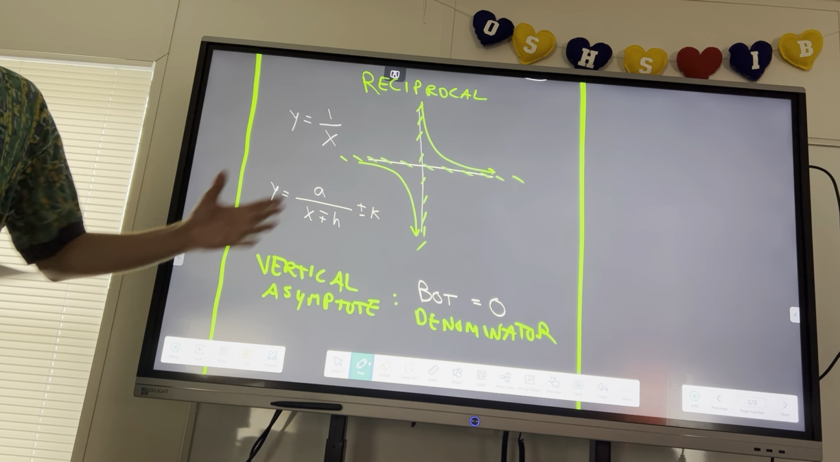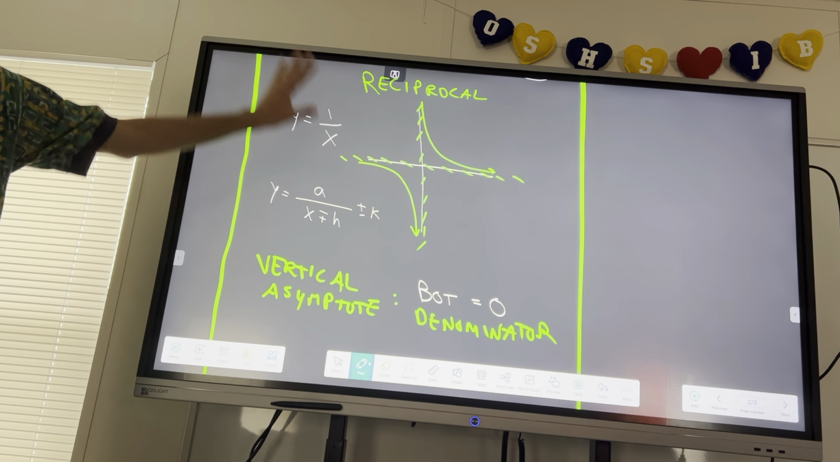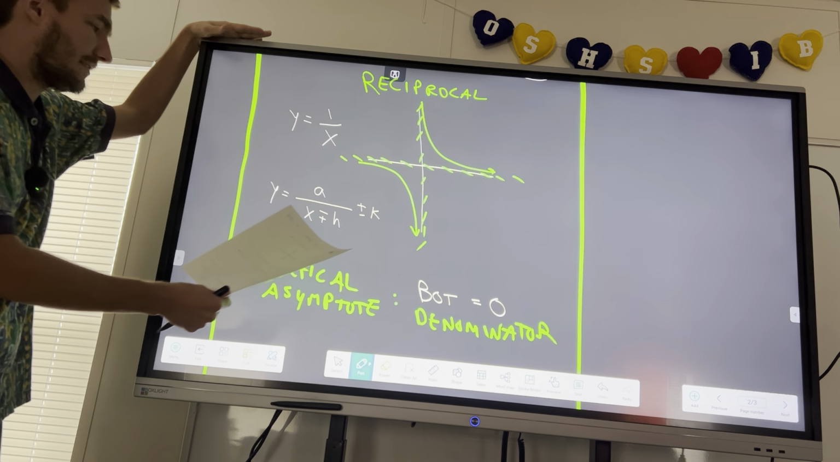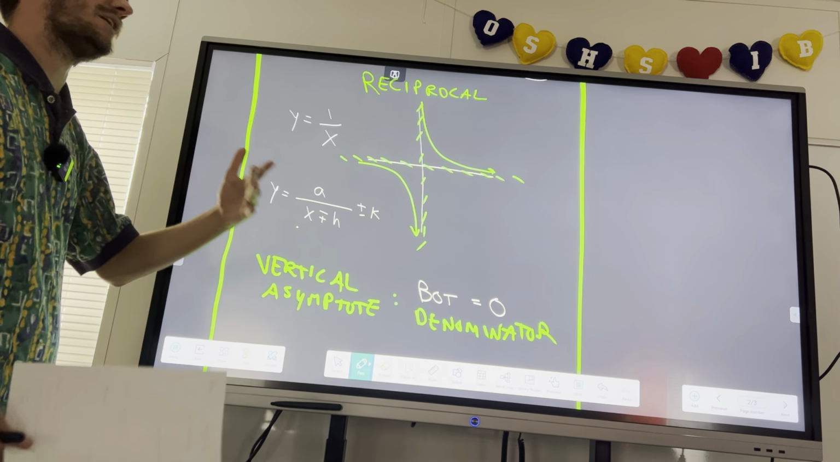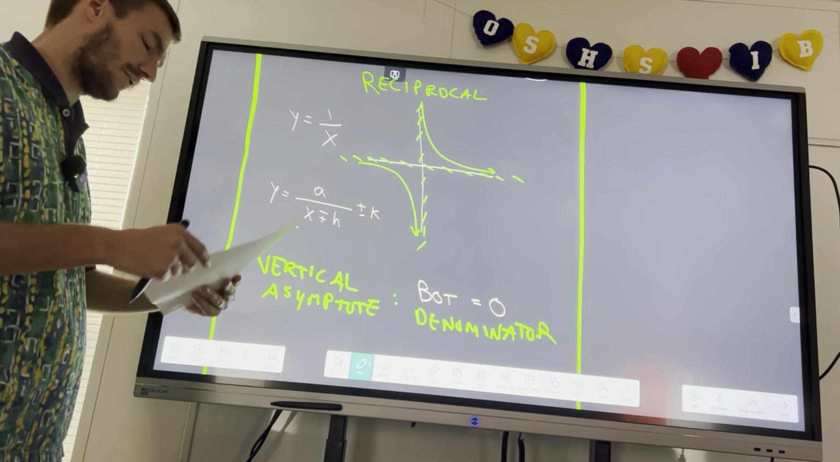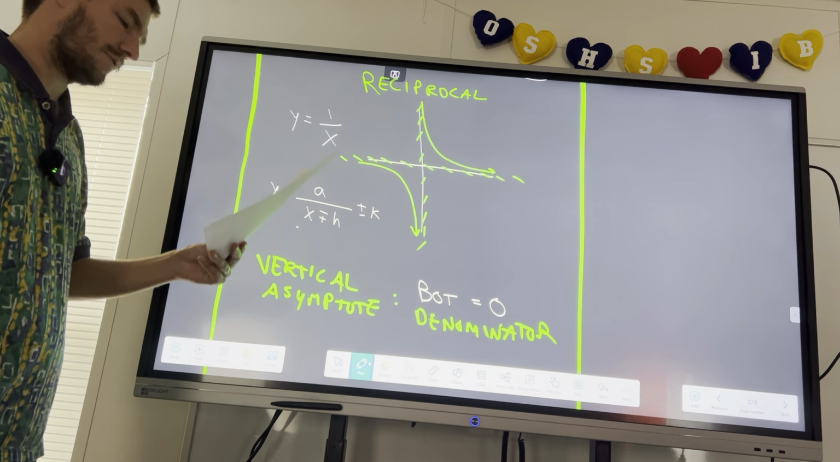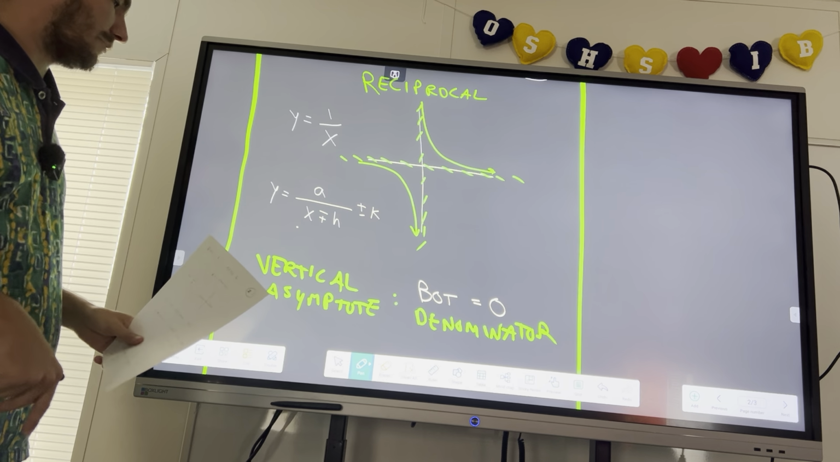And that comes up, of course, for this reciprocal family because, yeah, we got an x in the bottom. It's gonna have most likely some place where that bottom does become zero, which is gonna create a vertical asymptote, and we're gonna have a little bit of a problem.